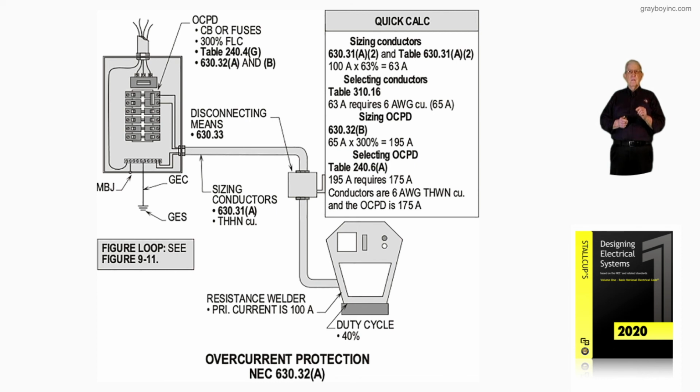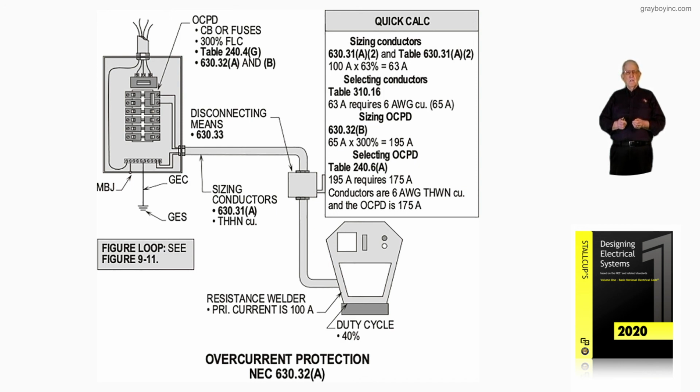Now, we know the Code allows in 630.32B, as we saw, the 300% to be used based upon the ampacity of those 75 degree C conductors from Table 310.16. So 300% of 65, we come up with 195. We round it down to 175, and we could have up to a 175 amp main on number 6 conductor. But notice you can always use a smaller size overcurrent device as long as the welder will function and operate based upon the type of welding task we selected the welder to perform.